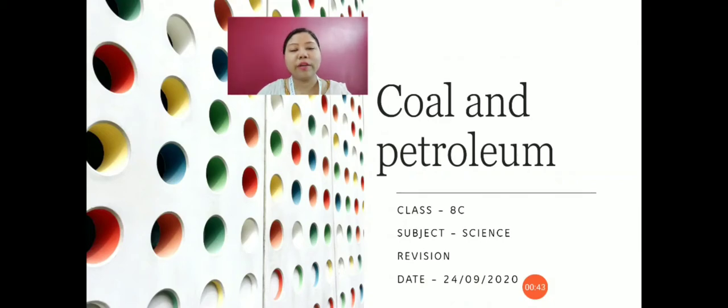Children, we are doing the revisions of the chapters which are going to come for the term 1 exam. We have done the revision of chapters 1, 2 and 3. And today we are going to do the revision of chapter number 5. Chapter number 4 will be done in the live class. So, chapter number 5 is coal and petroleum.